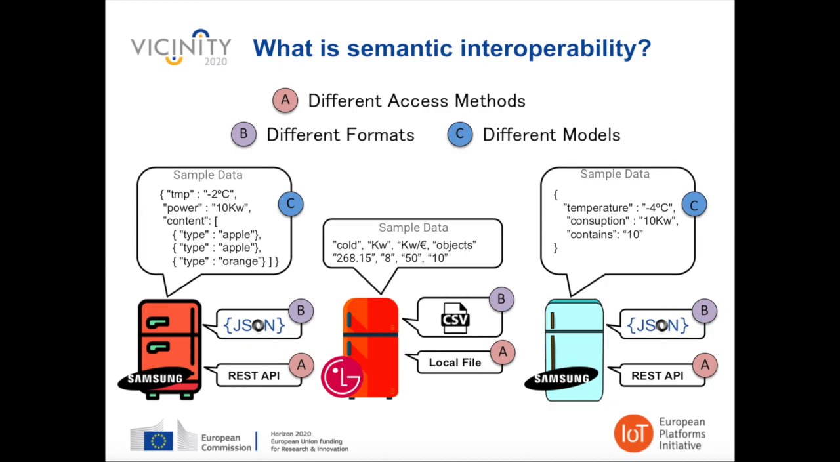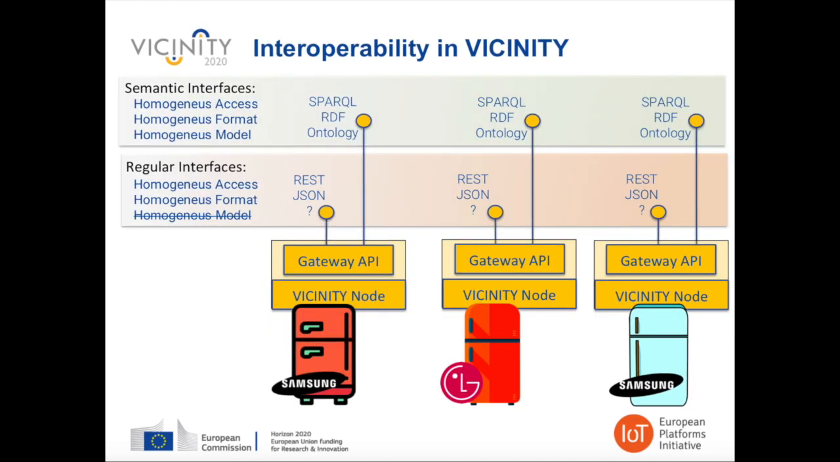How have we solved this problem in Vicinity? Well, we have built different layers of interoperability. The first one, here in red, unifies the access method and the format by using REST APIs and JSON. The problem is that the JSON still have different models. To unify the model as well, we include a new layer of interoperability. In this case, this layer normalizes the model following the Vicinity ontology. The format in this new layer is RDF and the access method is SPARQL.